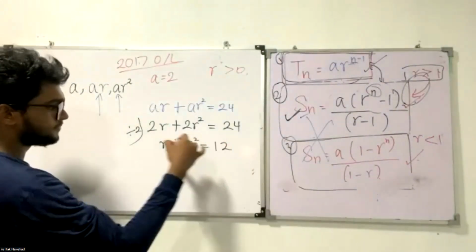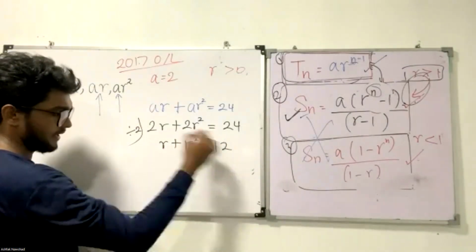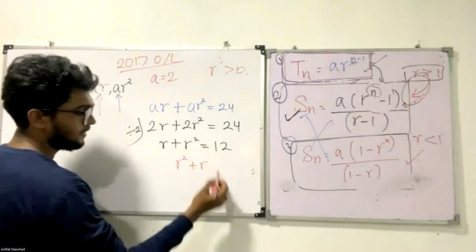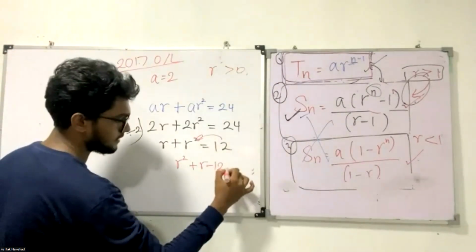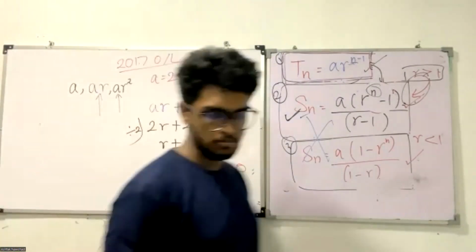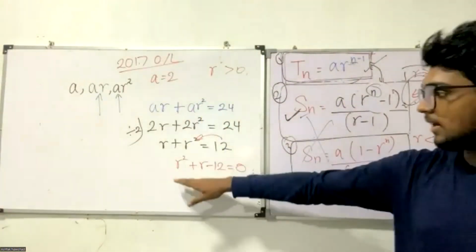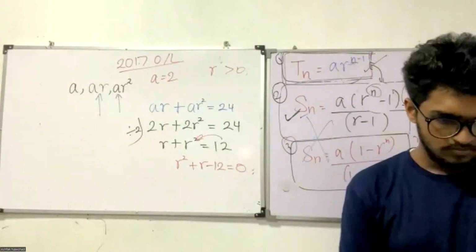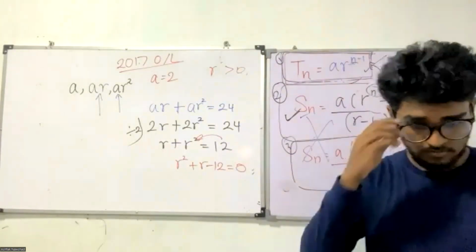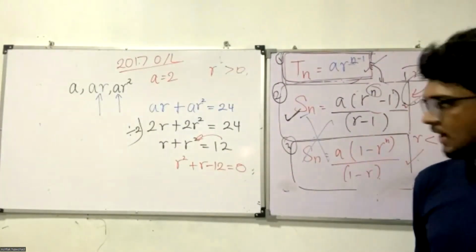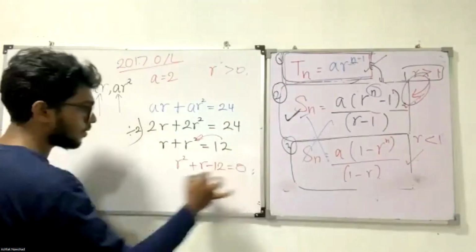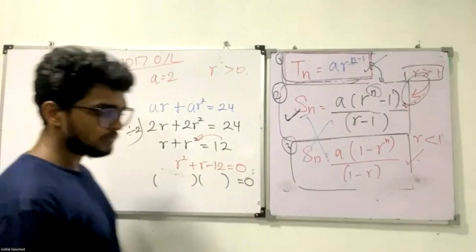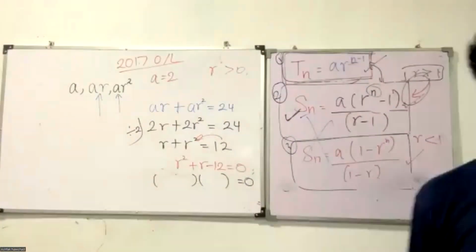So we'll have to equate this equation to 0. So R squared plus R. We'll have to take this 12 to this side. Minus 12 equals 0. Is it clear up to this point? Is it clear? Yes. Now, in order to solve a quadratic equation, we'll have to factorize. We'll have to take out factors.